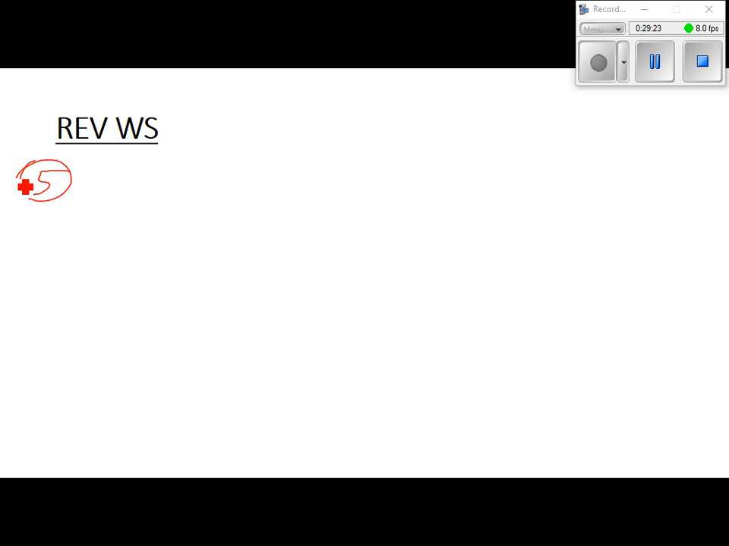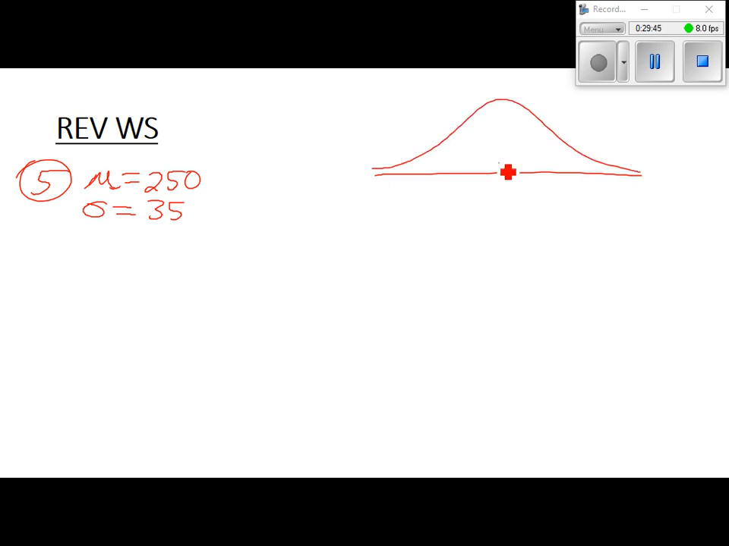Monthly utility bills in the household are normally distributed with a mean of $250 and a standard deviation of $35. So if I'm looking at this before I even start the problem, our mean is going to be 250. That's right here in the middle.